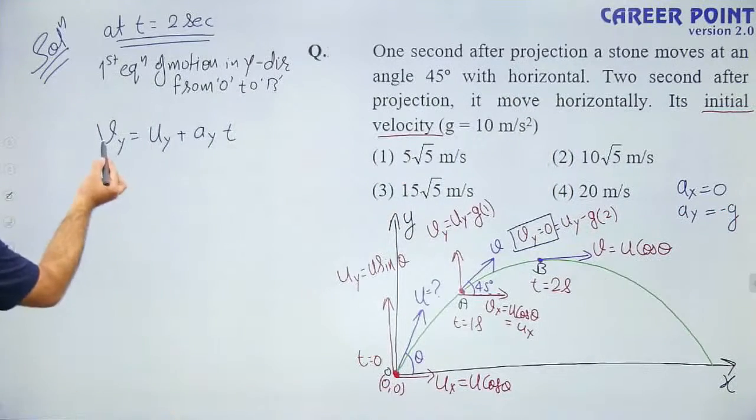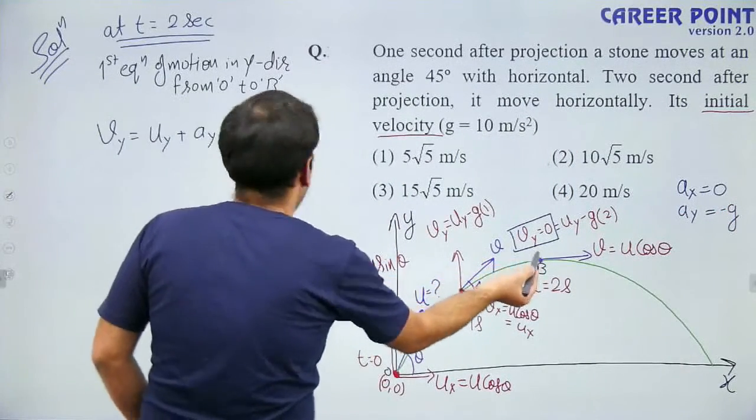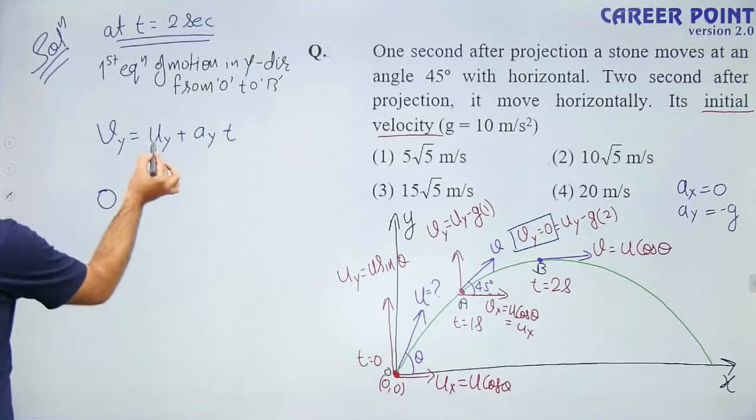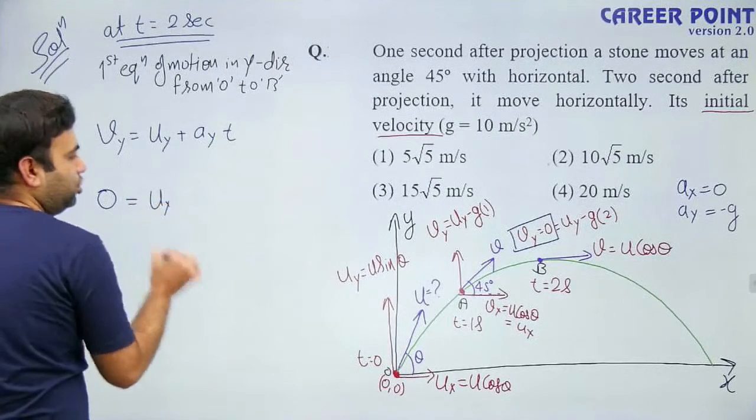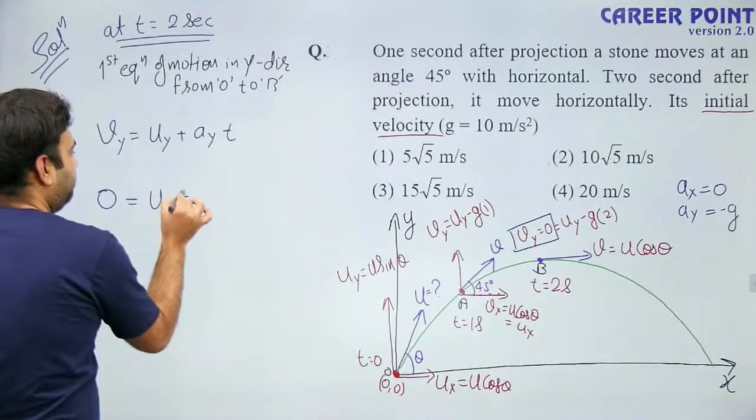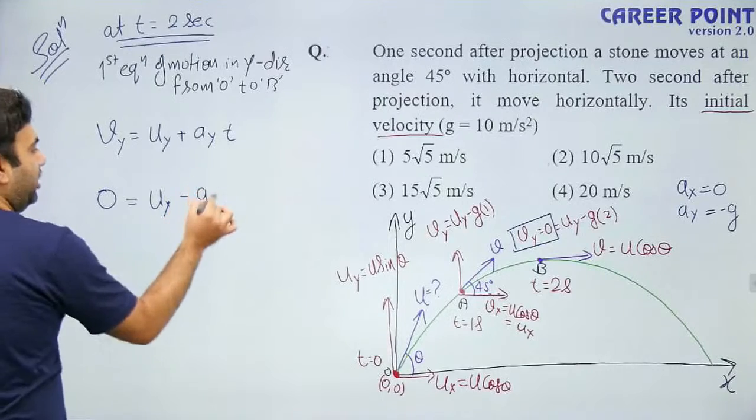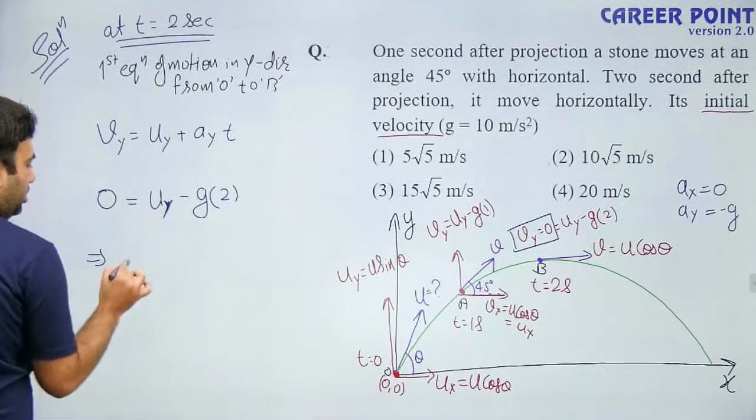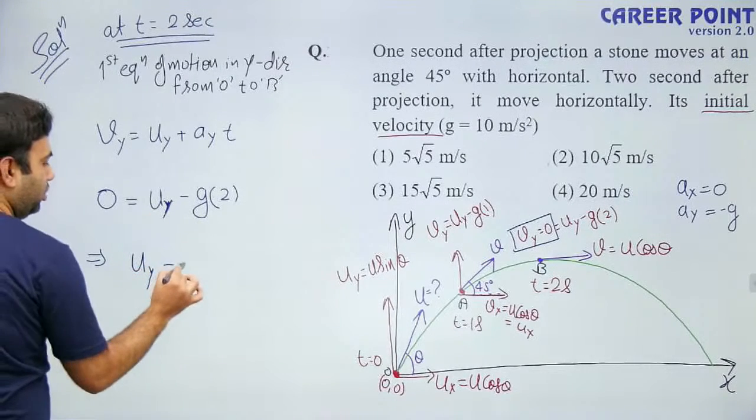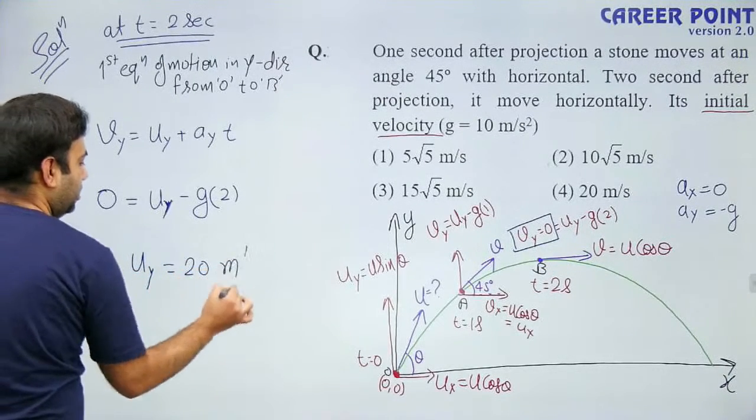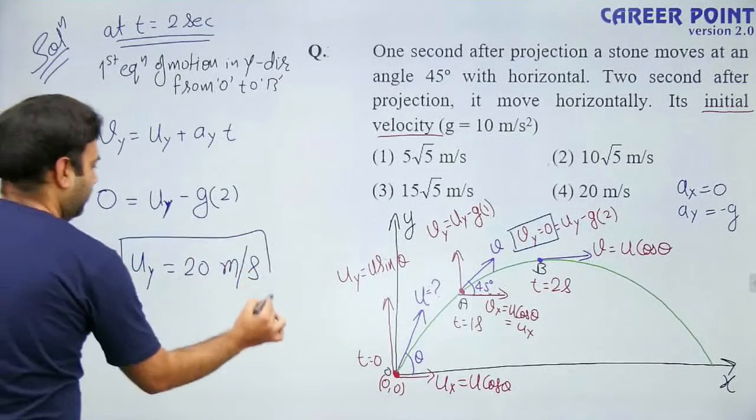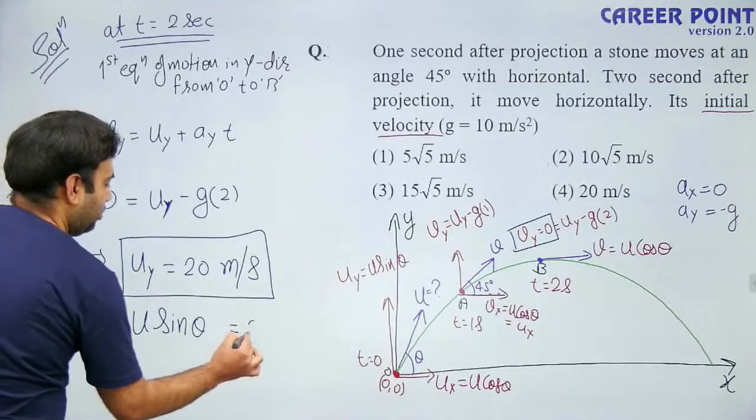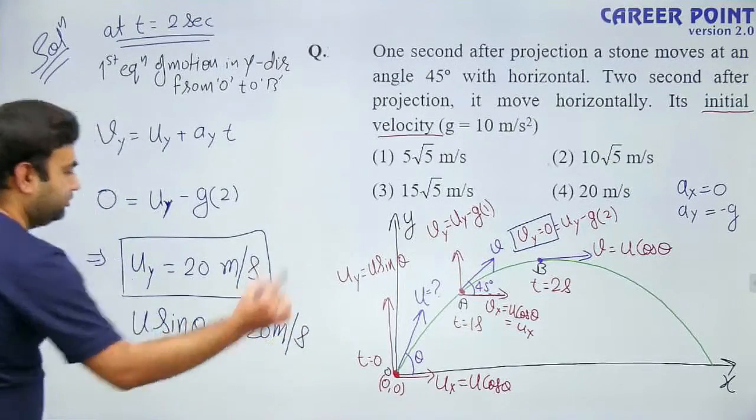So what is velocity in y direction at the topmost point? At the topmost point, velocity in y direction is equal to 0, which is equal to the initial velocity in y direction, that is uy, which is u sin theta, minus g into 2. From this I got that uy is equal to 20 meter per second. So we got velocity in y direction, u sin theta, equals 20 meter per second.